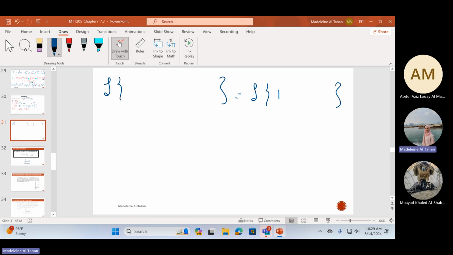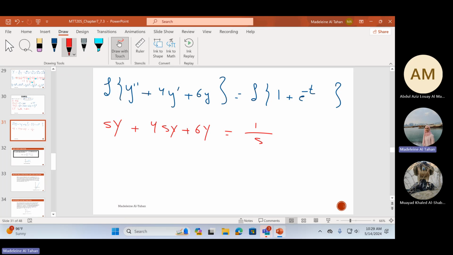The right was 1 plus e, and the left was y double prime plus 4 y prime plus 6 y. Okay, miss? This one s squared Y plus, what was it? 4sY, this one. And this one was the capital what? Okay, and this one plus 6 Y. Okay. What's the next step?